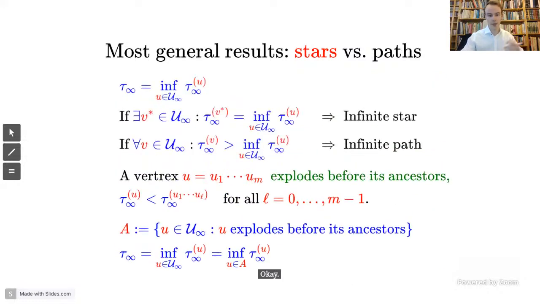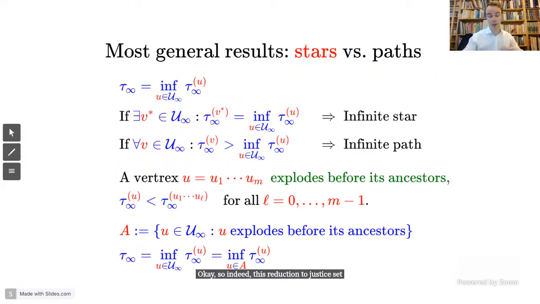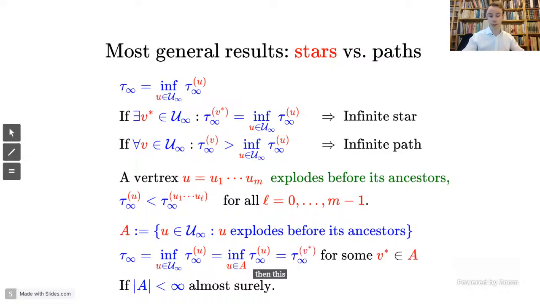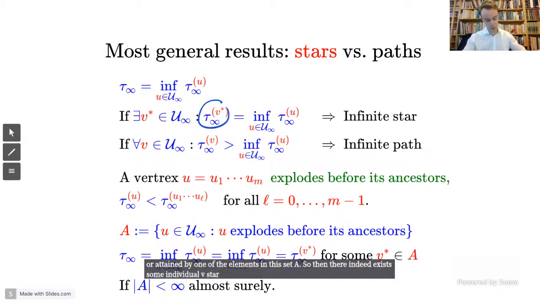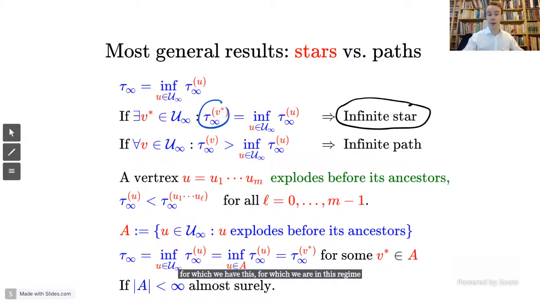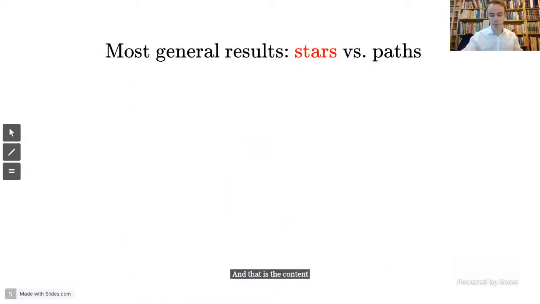Okay, so indeed, this reduction to just this set A is true. Now we can observe that if this set A is finite, if only finitely many individuals explode before their ancestors, then this infimum is in fact attained by one of the elements in this set A. Then there indeed exists some individual V star for which we are in this regime of this infinite star. So if you want to know if an infinite star can appear, then proving that this set A is finite almost surely is what you want to do. So that's the name of the game. And that is the content of the next theorem.